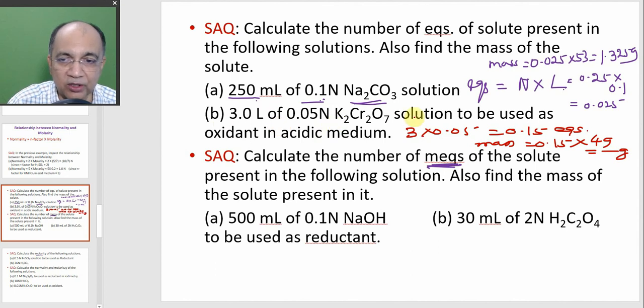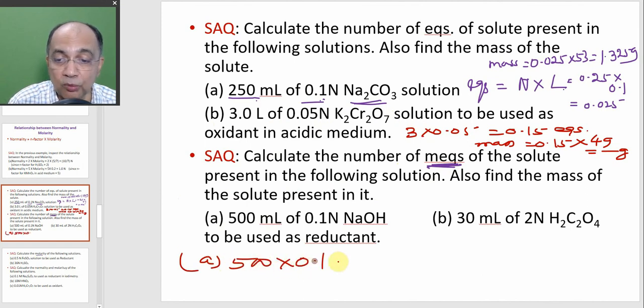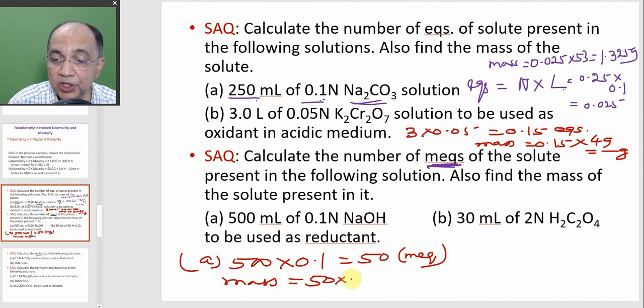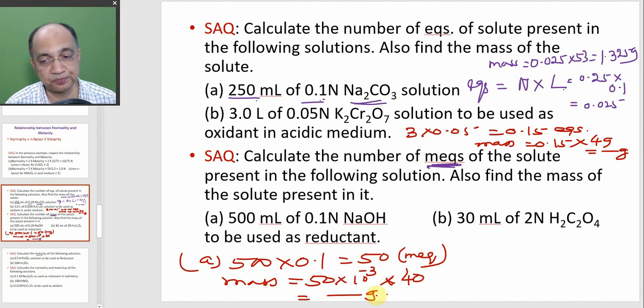Again, you are asked to find out the number of milliequivalents, my favorite, of solute present in the solution. Also find the mass. So for example, answer A, 500 volume in milliliter into normality will give you the number of milliequivalents. And mass, you have to kill milli, 50 into 10 to the power minus 3 into equivalent mass of NaOH is 40, same as its molecular mass. So whatever will be gram, you find out. Please find out, we are getting a little delayed.